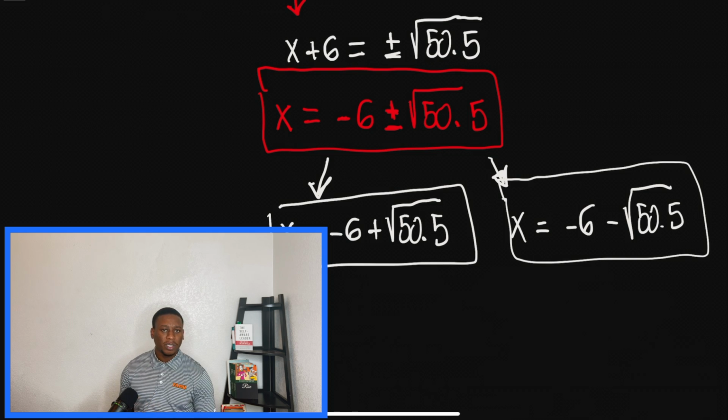So when we're talking about completing the square, guys, remember that you're gonna have two different answers and you have to get x by itself.